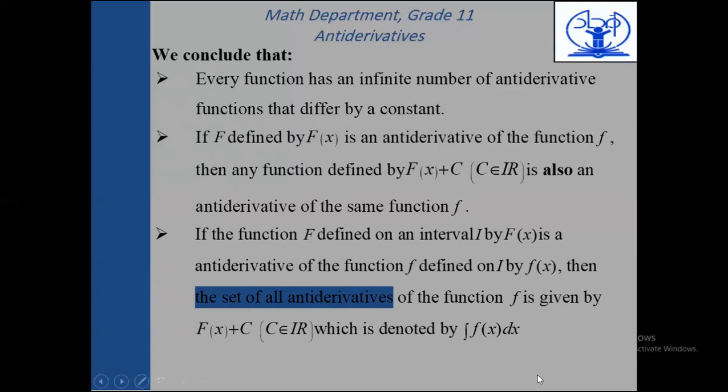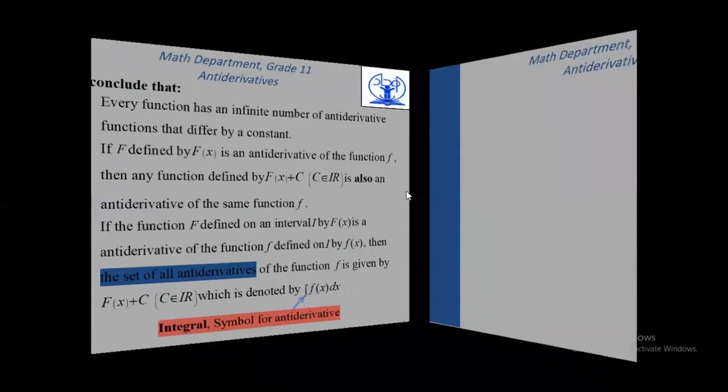This is denoted by integral of f of x dx. So the symbol integral, this is a new symbol that you need to know. This symbol, the integral sign, represents the set of all antiderivatives of a certain function. So when I write integral of f of x dx, I'm telling you to find the set of all antiderivatives and not just one. And you do it by finding one and adding a constant.